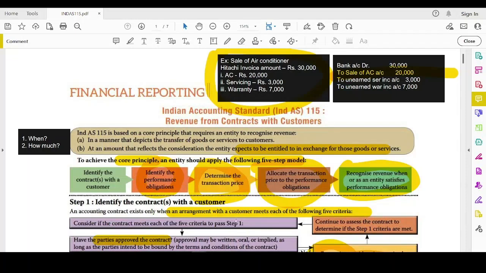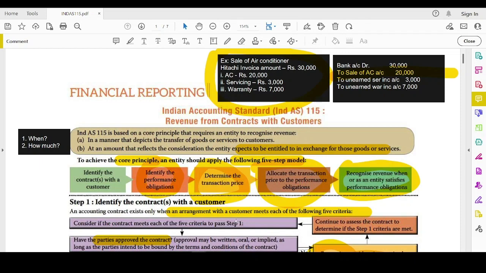Hi everyone. In this video, we will talk about Ind AS 115, Revenue from Contracts with Customers. This is considered the most complex standard. Maybe let's try to make it as simple as possible. So first, let us discuss the core principle.